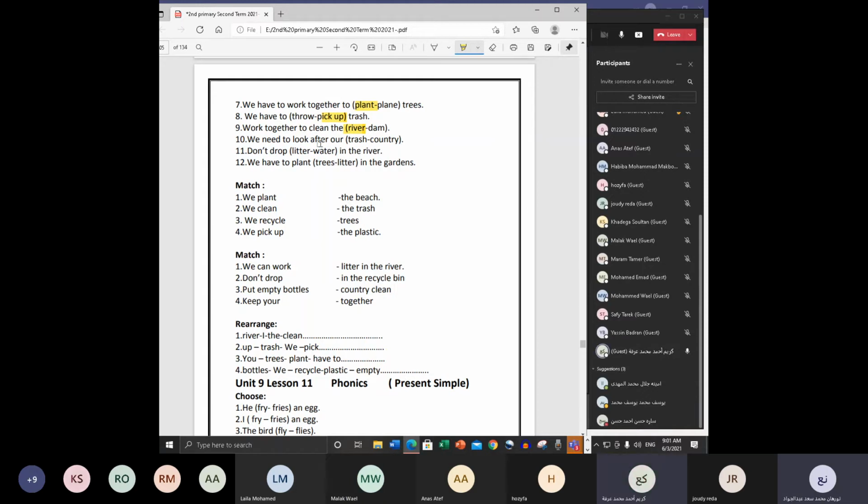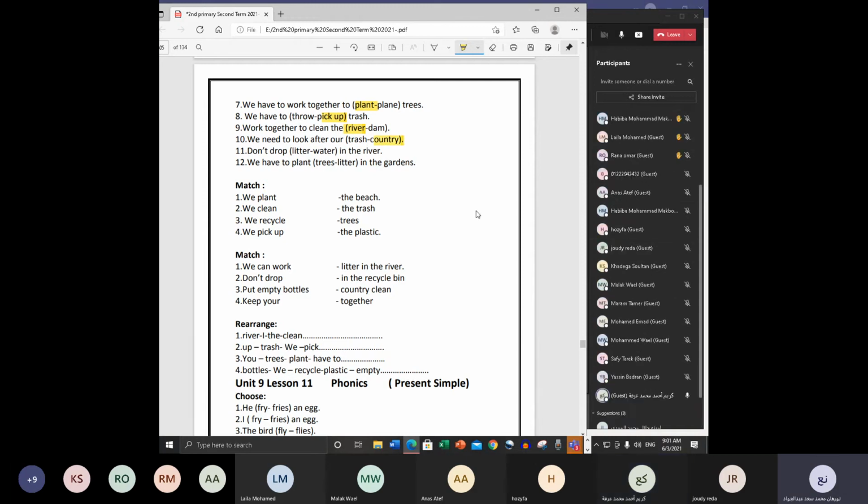Number 10, Kareem Ahmed. We need to look after our trash or country? Country. Thank you, Kareem. Number 11, Huzaifa. We don't drop litter or water in the river. Try again. Don't drop litter in the river to keep the river clean, okay?